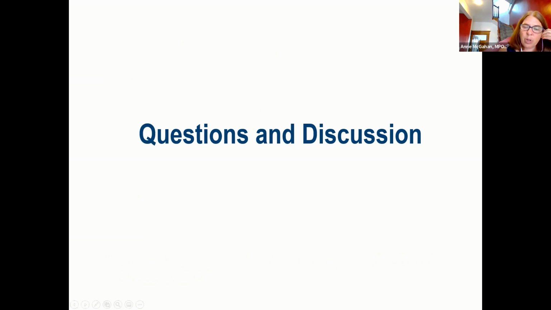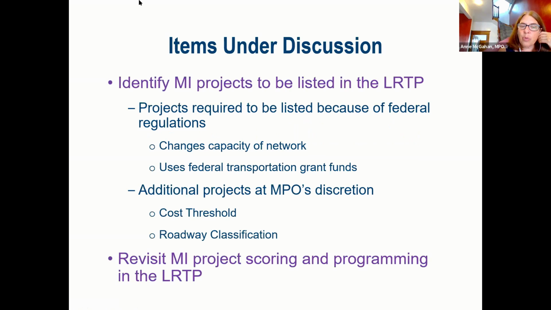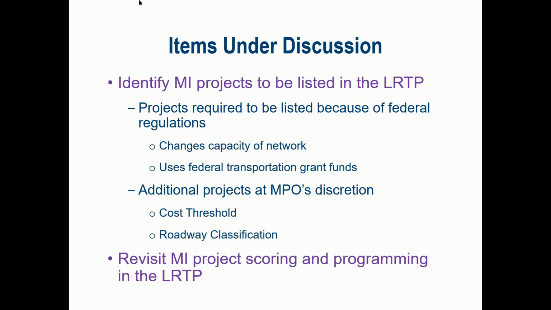Matt, if you want to go back one, just to let people know that these are the items that the MPO still will be discussing at its October 1st MPO meeting. So I have a quick question, Ann, before asking other people to ask questions. So that revisit MI project scoring, that's the LRTP scoring, right? Okay, great. And just so people know, that's in, I think, Appendix B of the LRTP. And it's a very different scoring than we have for the TIP.